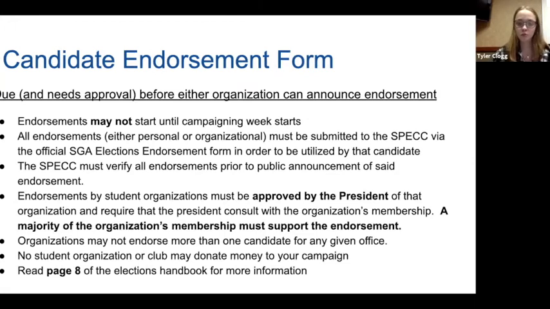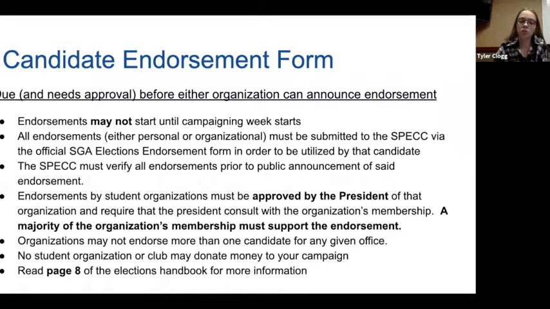Candidate endorsement forms. So you have the ability to have different organizations on campus endorse you. So endorsements may not start until campaigning week starts. You can reach out to organizations to get your endorsement, but it cannot be publicized until campaigning week starts. But you also cannot actively portray that you're being endorsed by an organization until it is approved by SPEC, so me and my committee. So all endorsements must be submitted to me via the official SGA elections endorsement form in order to be utilized.